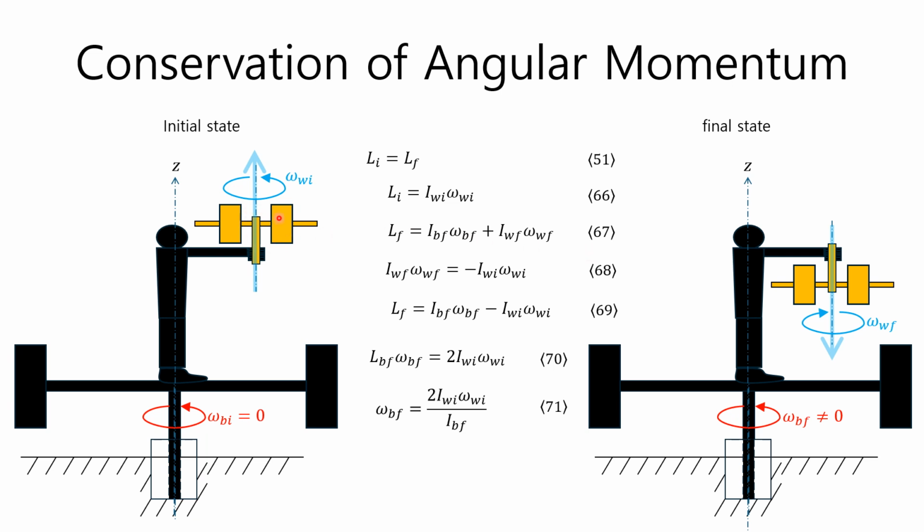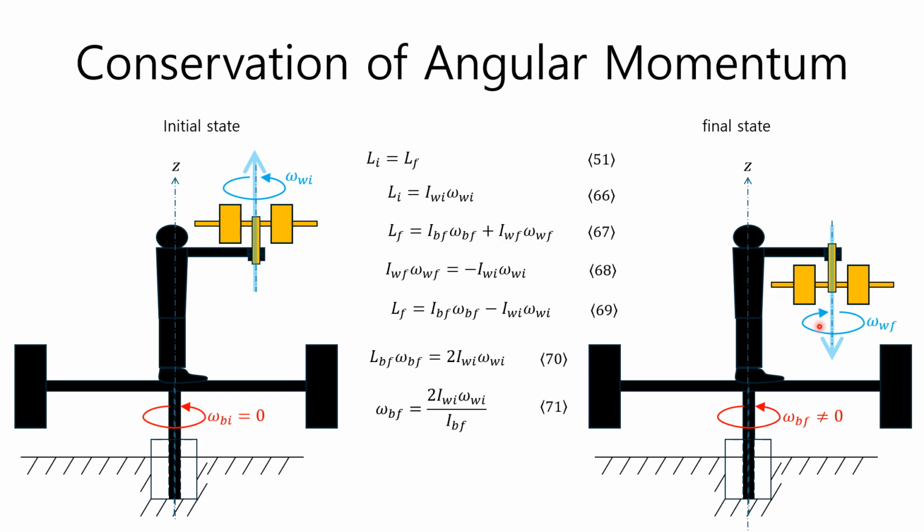In this case, according to the law of conservation of angular momentum, for the entire system, the initial angular momentum and the final angular momentum must be the same in both their magnitude and direction, as shown in equation 51. The angular momentum of the initial state can be expressed as the momentum of only the yellow rigid body, as shown in equation 66, since the rotation of the floor rigid body is 0. Also, the angular momentum of the final state can be expressed as equation 67 by adding the bottom angular momentum and the yellow wheel angular momentum.